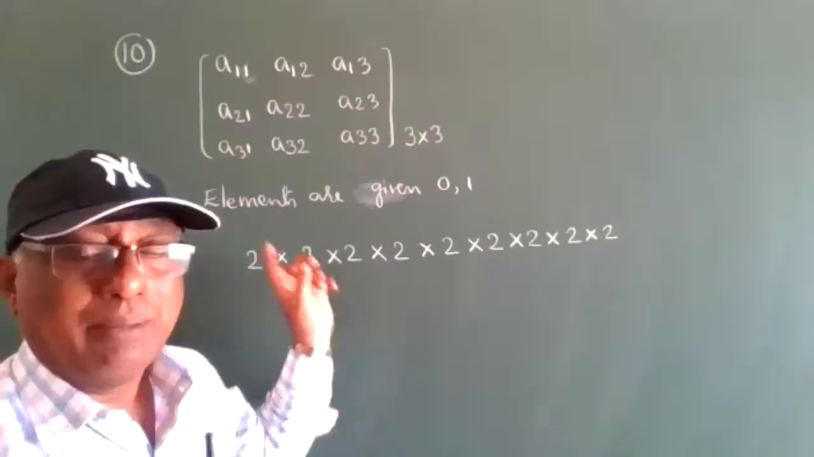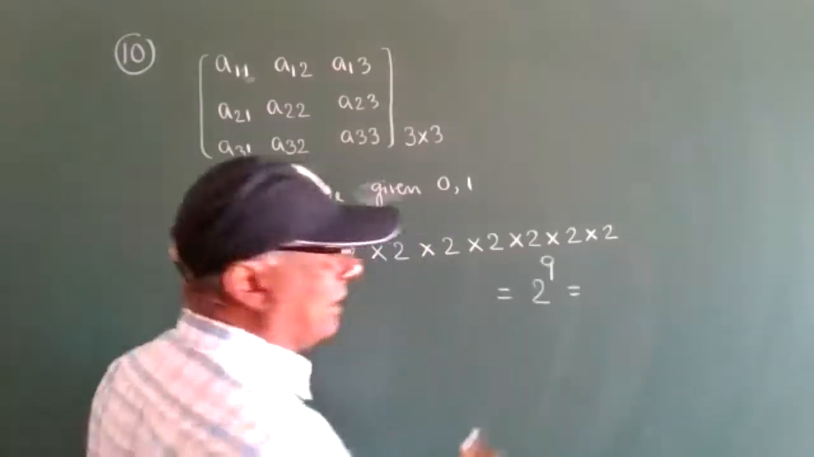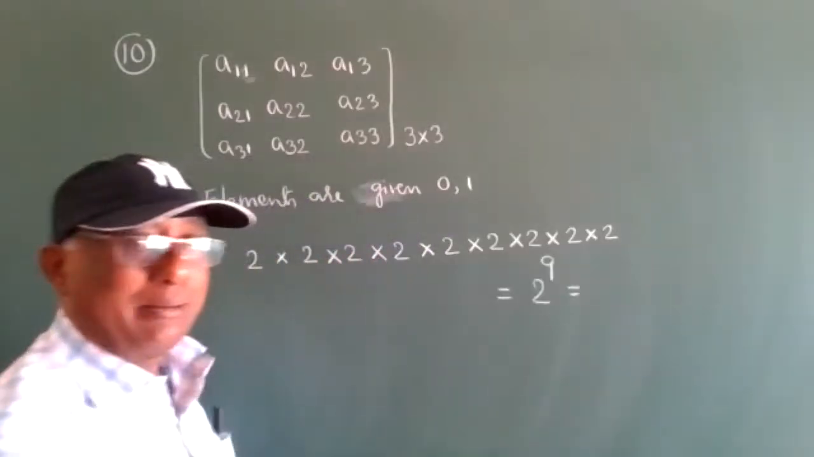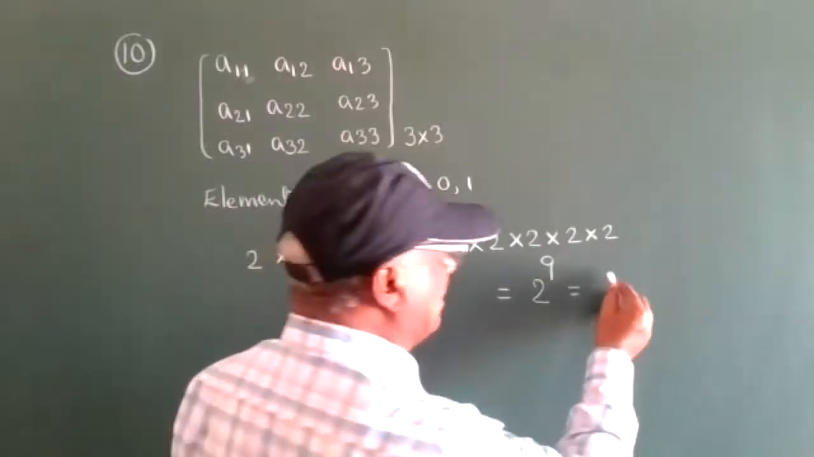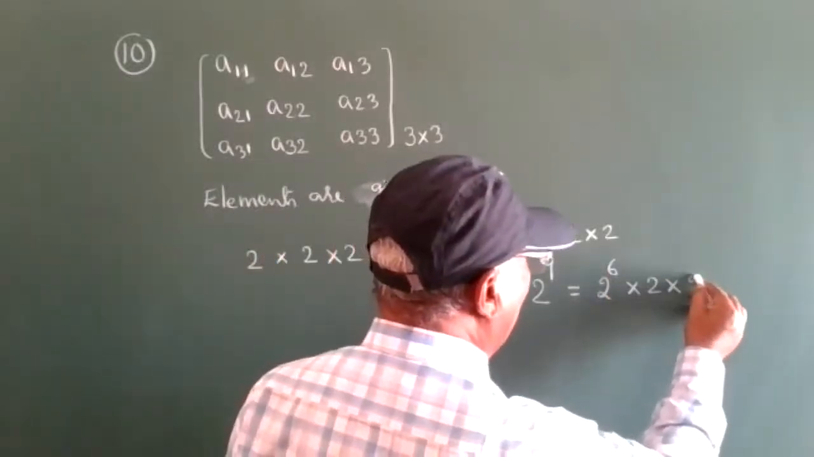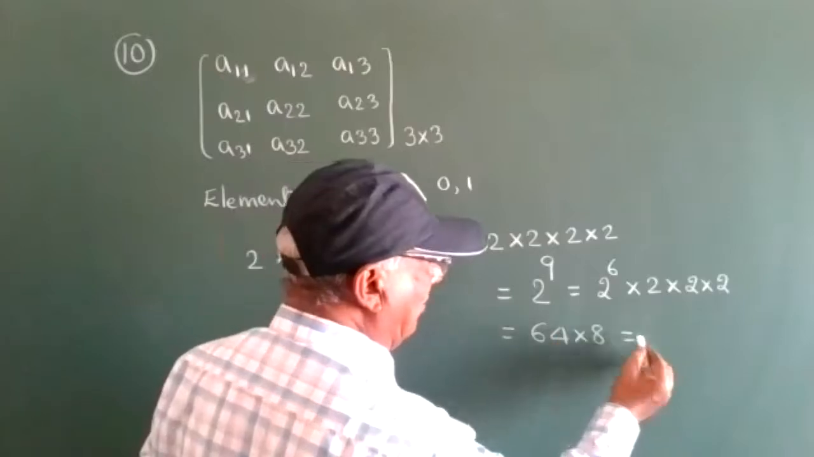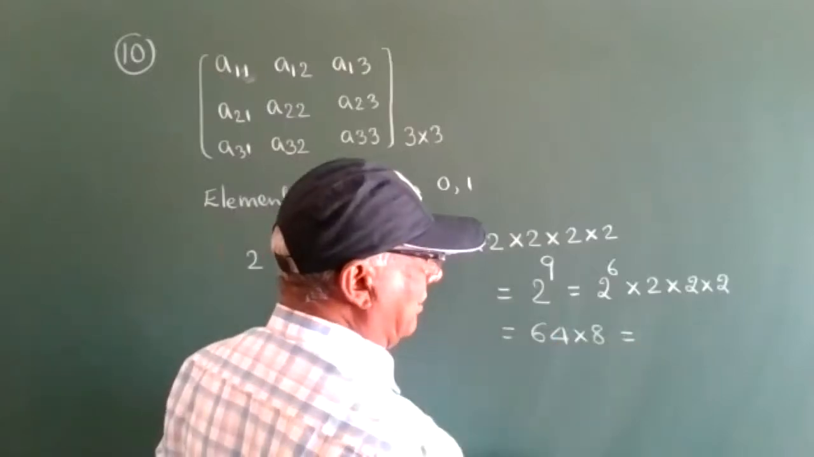Whether the first place or the second place is filled, elements can be repeated, there is no restriction. Only 0 and 1 are there. That's why it is two chances, 9 times. Therefore, it is 2 to the power 9. What is 2 to the power 9? 2 to the power 6 is 64. Then 2 to the power 7, 2 to the power 8, 2 to the power 9. So 64 into 8, multiply, so 512 is the answer.